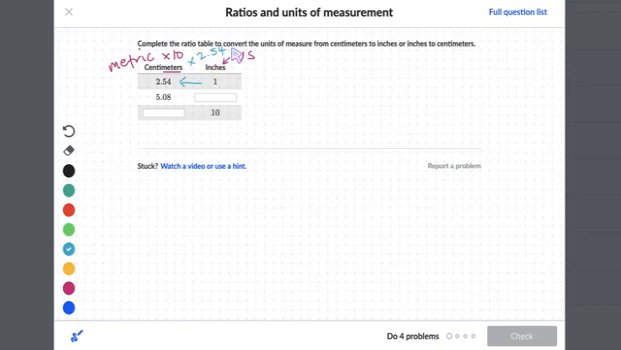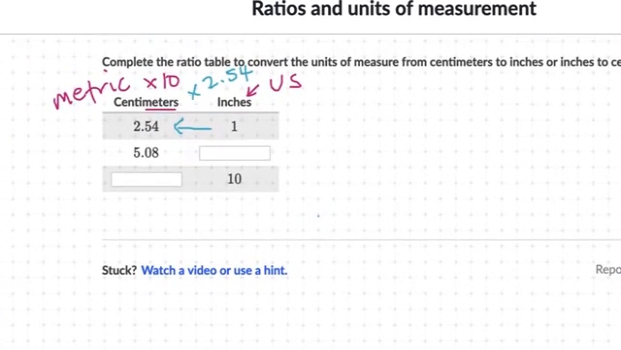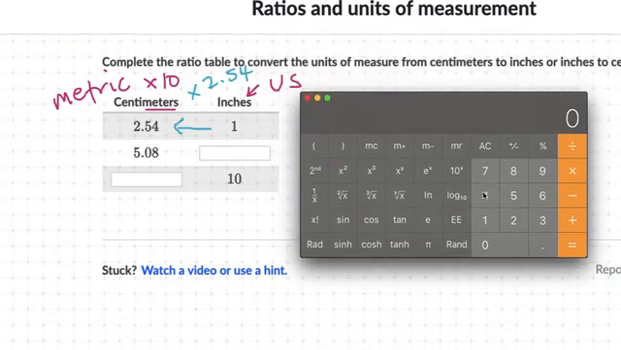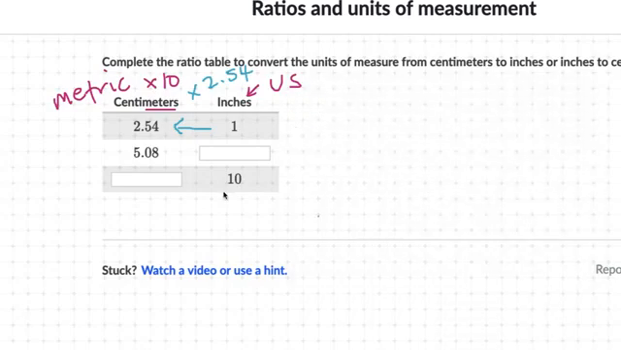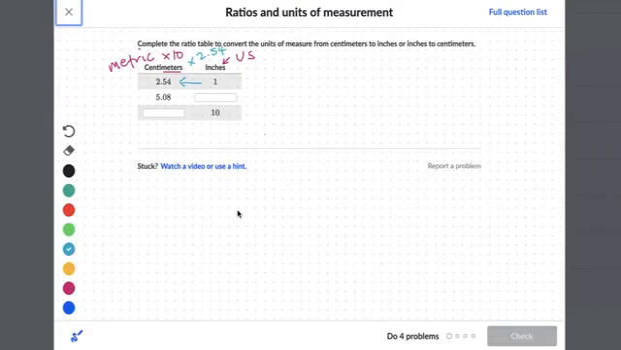So we could do that in our calculator to try it out. Okay, so we're trying out 1 times 2.54. That should get us to the other side of 2.54. Yes, it does, because anything times 1 is itself. So that's our magic number there, okay? That's how we get from inches to centimeters.